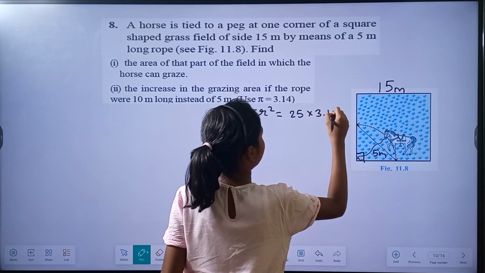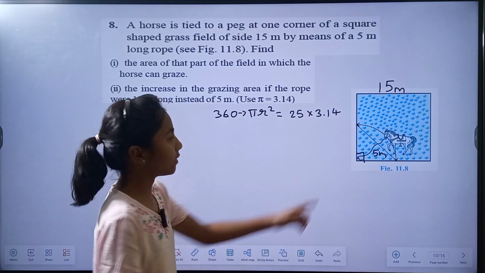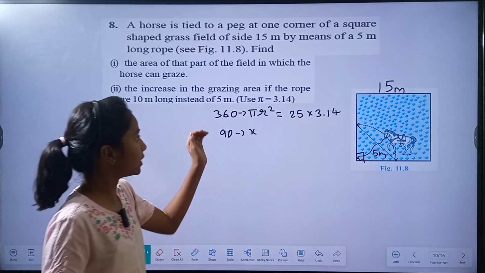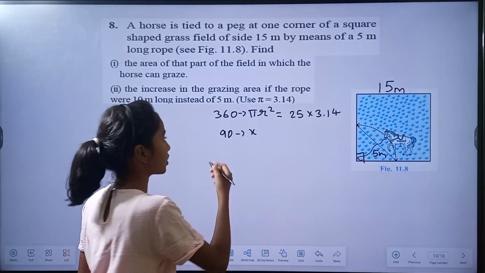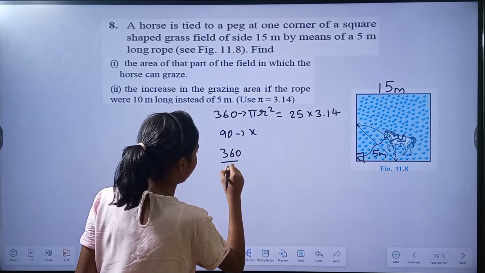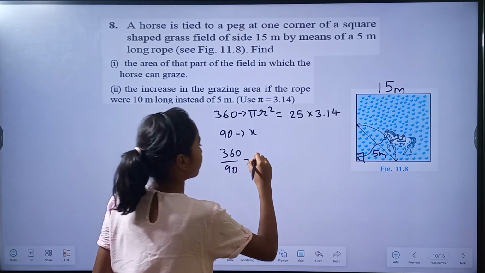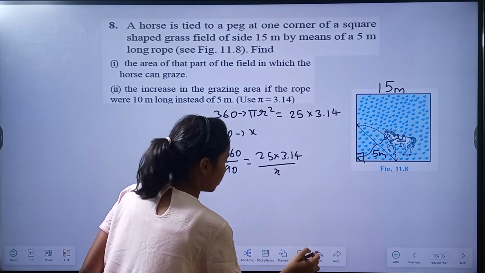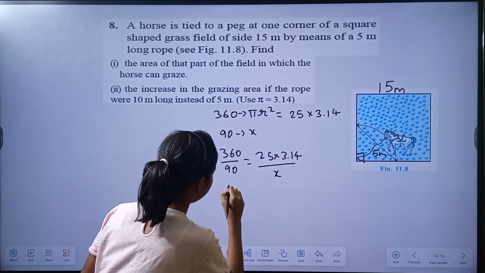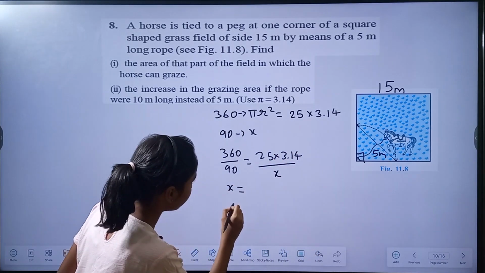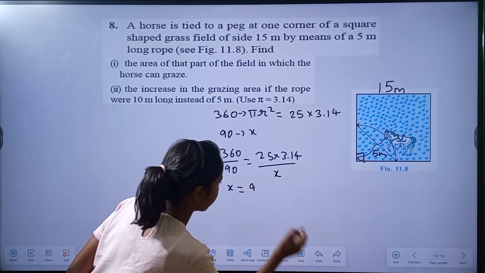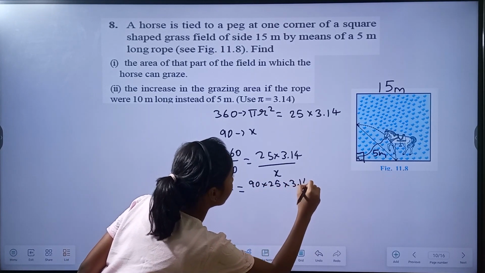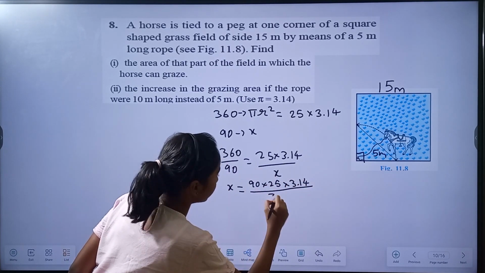Into 3.14. So for 90 degrees we have to find x. As these two quantities are directly proportional, the ratios are also equal. So 360 divided by 90 equals 25 into 3.14 divided by x. So x equals 90 into 25 into 3.14, whole divided by 360.